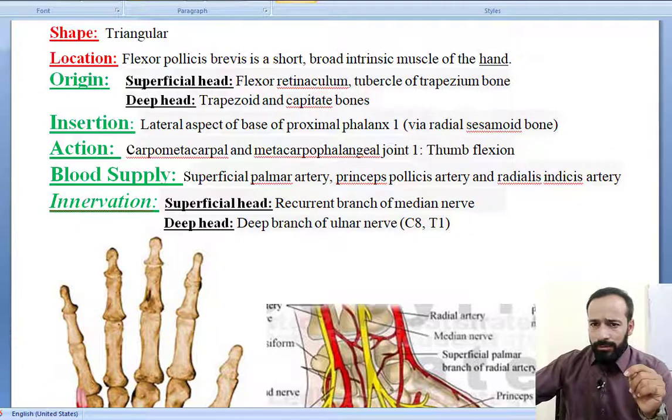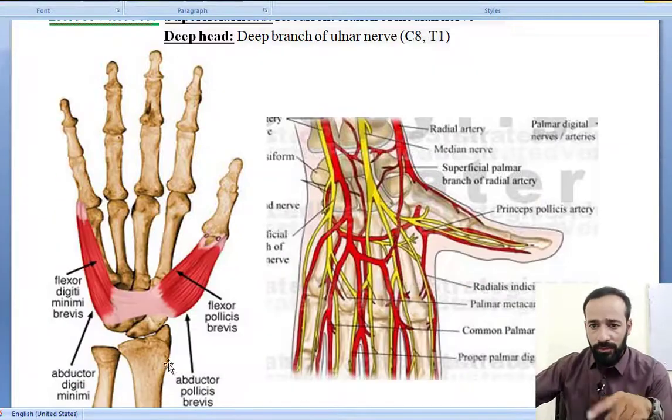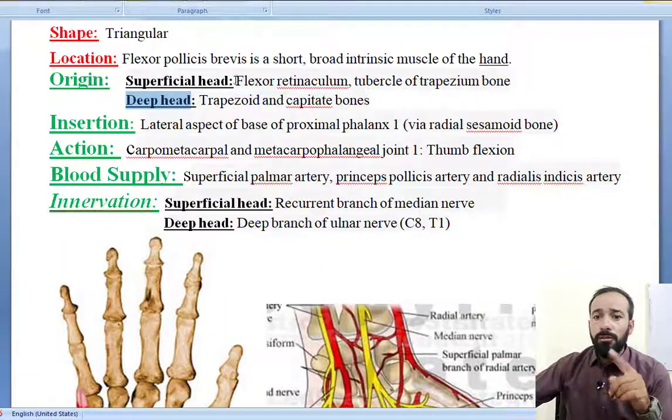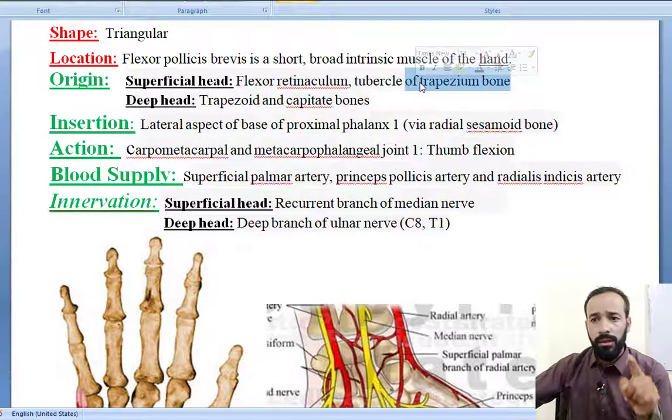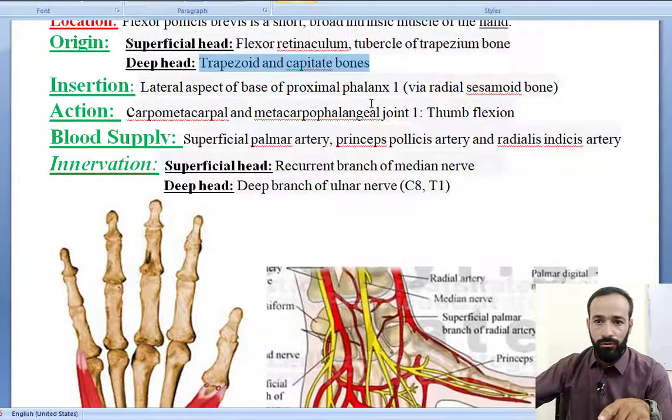What is the origin? If you talk about the origin, it has a superficial head and a deep head, right? Superficial head and deep head. So this is the flexor pollicis brevis muscle. Its superficial head gets its origin from the flexor retinaculum and tubercle of the trapezium bone. From where? From the tubercle of the trapezium. And its deep head gets its origin from the trapezoid and capitate bones, right?